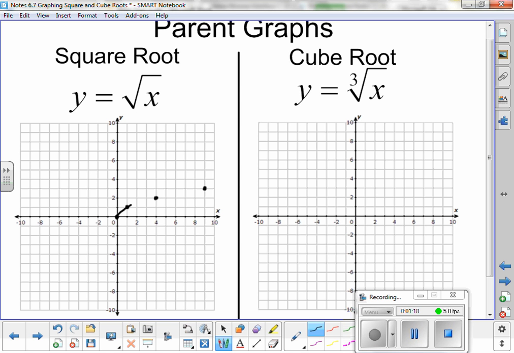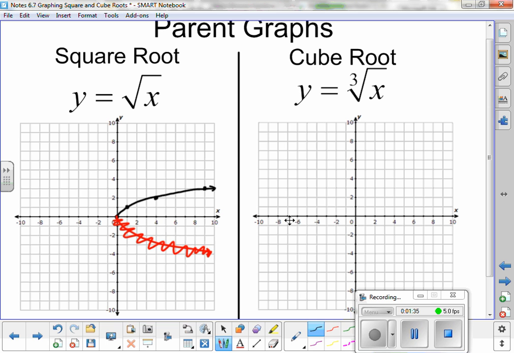Now when you connect all of those, it's kind of like it makes half of a sleeping parabola. If we were to draw on the other half, it would basically be down here, but we're not trying to get that right now because then it wouldn't be a function. So we're ignoring that piece of the square root function.